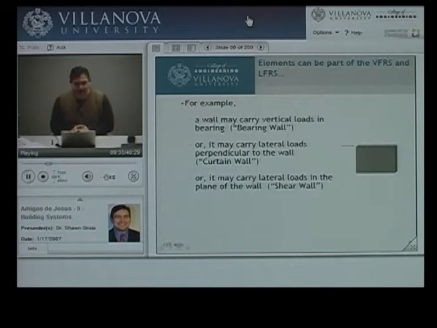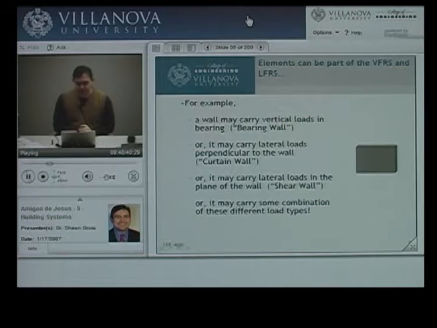Rather than bending out of the page, it's going to bend within the plane of the page as it's drawn here. So I have three different types of setups here, depending upon what the system that I have in this particular case is going to be. What I have for the vertical and lateral force resisting systems, I may have to design this wall essentially to be either a bearing wall or a curtain wall or a shear wall, or I could have some combination thereof.